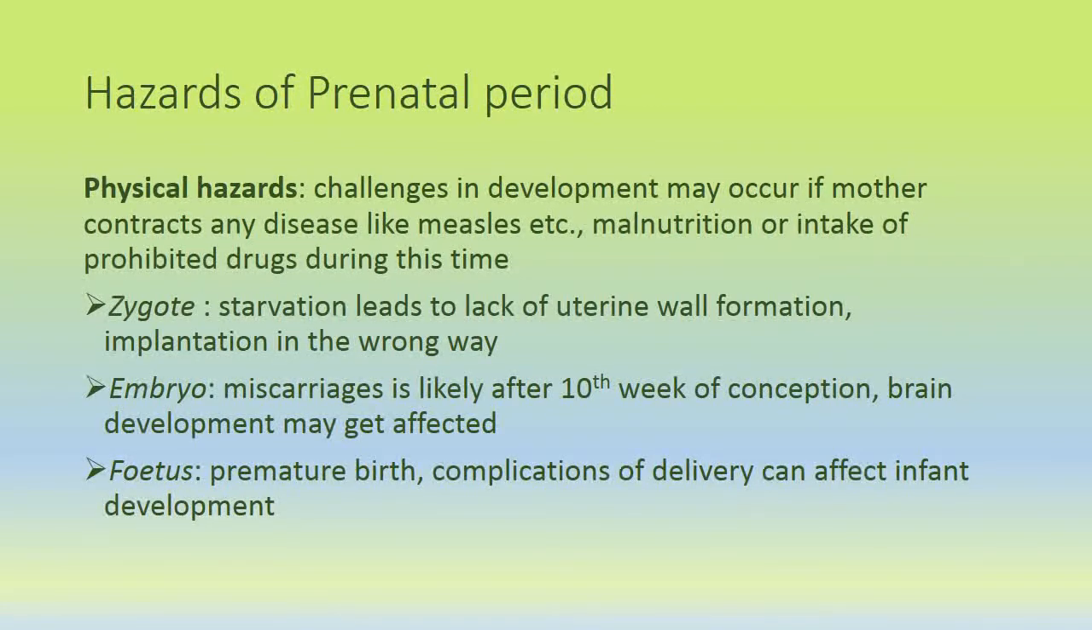So at the embryonic stage, miscarriage is very likely after the 10th week of conception. There's also a possibility that during this stage, since the brain development starts, because of any kind of physical injury, the brain development may also get affected. So these are the problems which may occur at the embryonic stage.